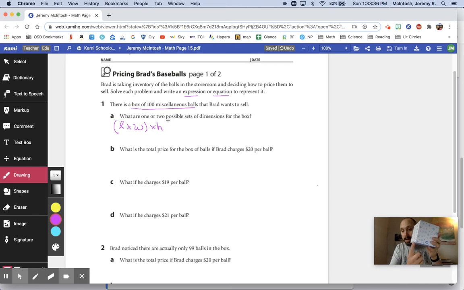And then boxes, they're not only the area on the bottom, but they go up as well. So we have length times width times height, kind of like my Kleenex box here. We have length on the bottom, width on the bottom, and then height going up. So if it was a box like this, length times width times height. These three numbers all have to equal 100.